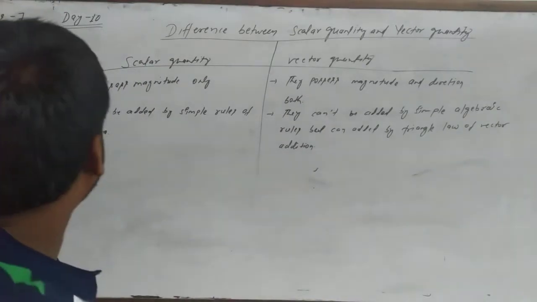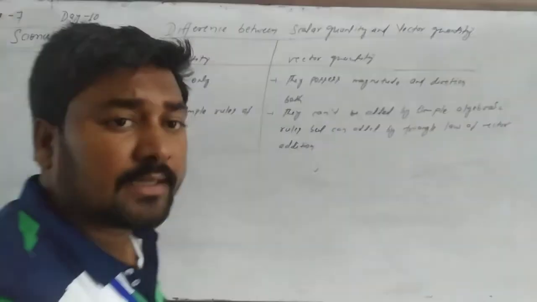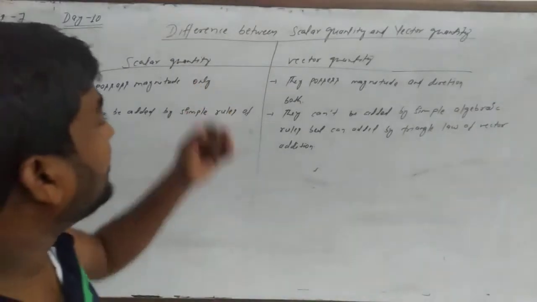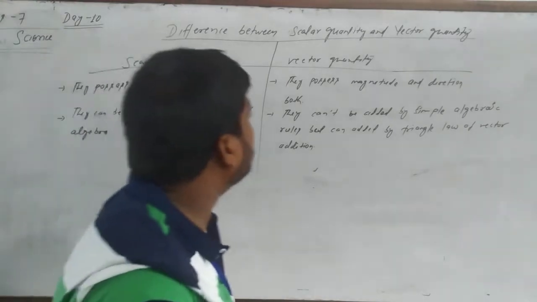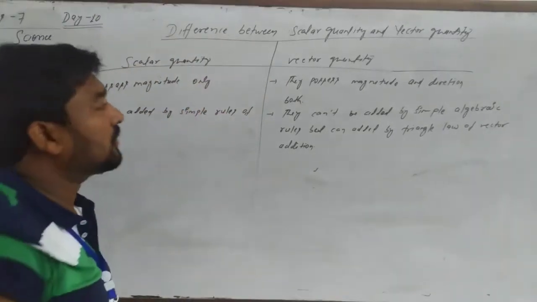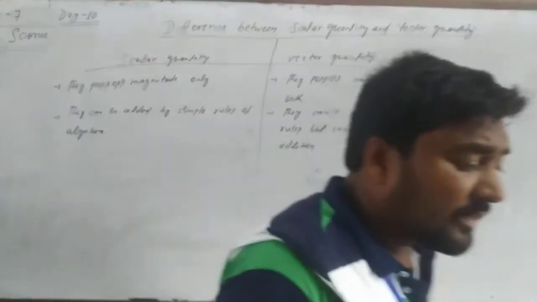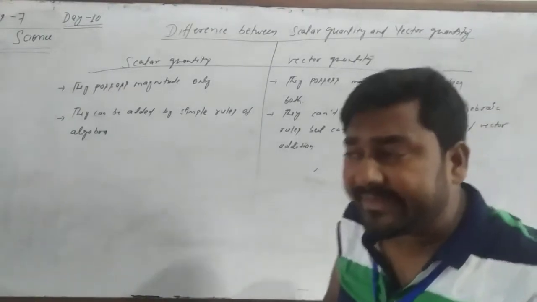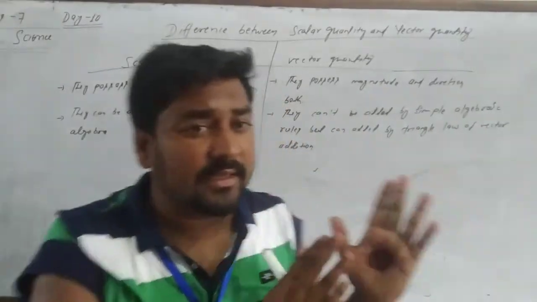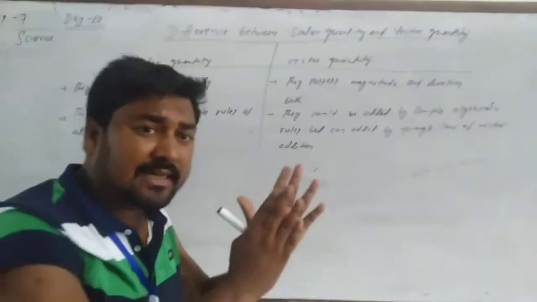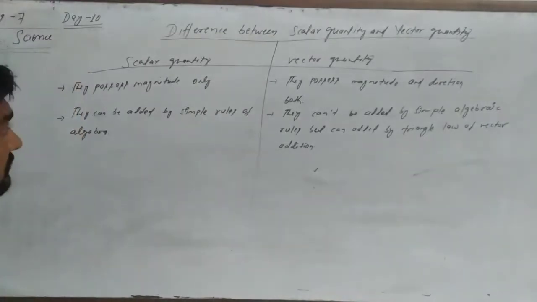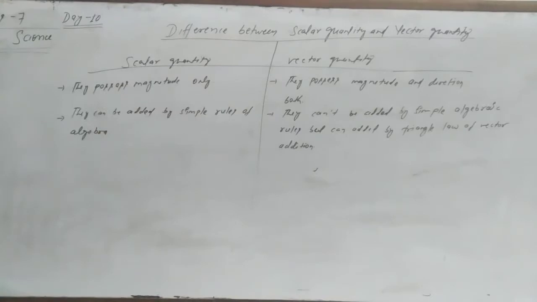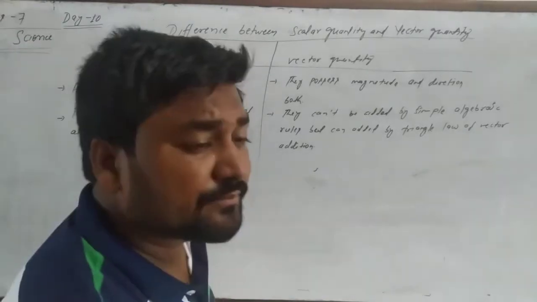So we are in day 10. Dear student, today we will study the difference between scalar quantity and vector quantity. Previously, in the day 8 class, we studied about this. What is the difference? How can we differentiate between scalar quantity and vector quantity?